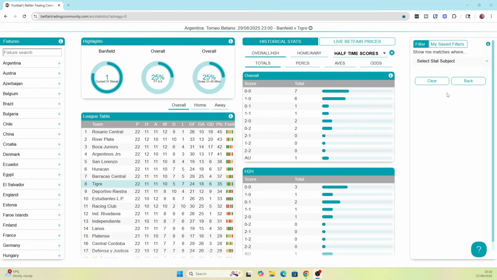So here you can see this is the football stats software. This is the main piece of football stats software that you will be using. As you can see, we've got an example match that's coming up in a couple of days from Argentina, Banfield versus Tigre, and a bunch of stats to do with that match.